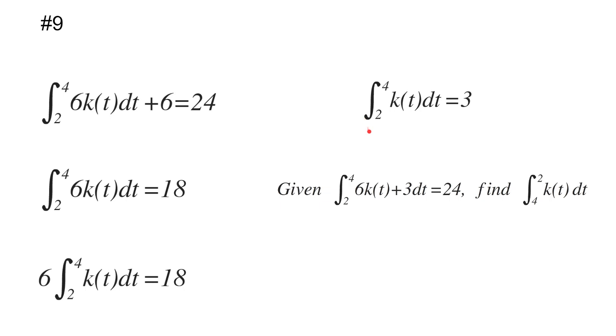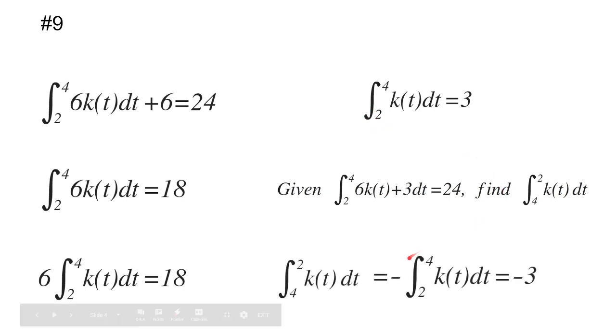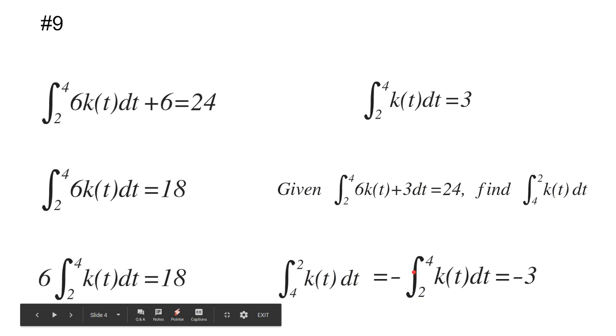And right here we have the integral from 2 to 4. So to find the integral from 4 to 2, we would just take the negative integral from 2 to 4, or negative 3, and that's our final answer.